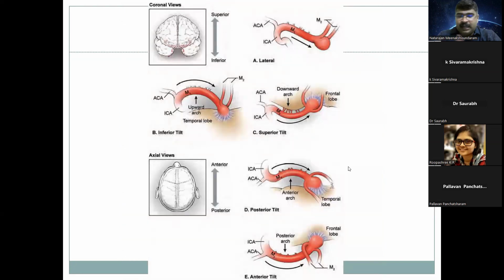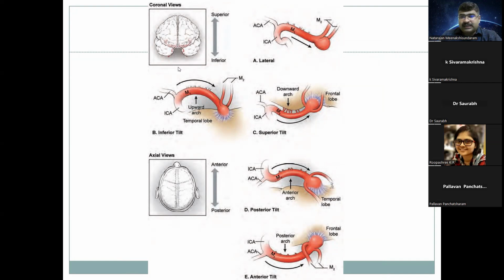Here in MCA aneurysms, you have the terminology of tilt, whereas in anterior communicating artery aneurysm, we will have something called projections. There we had superior, inferior, and anterior projections. Here we have superior, inferior, anterior, posterior tilt. So MCA aneurysms, you describe as tilt, whereas anterior communicating artery aneurysms, you describe as projections.